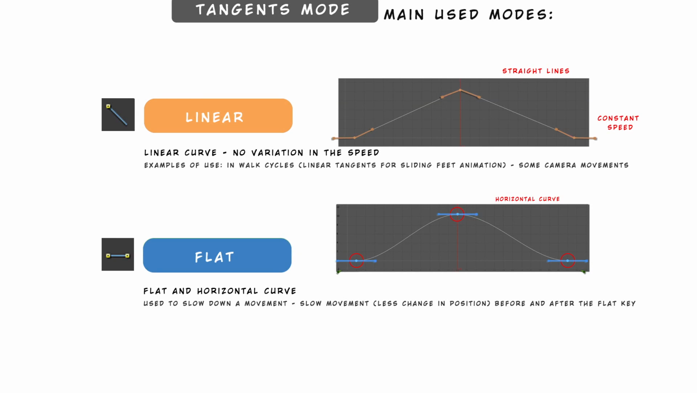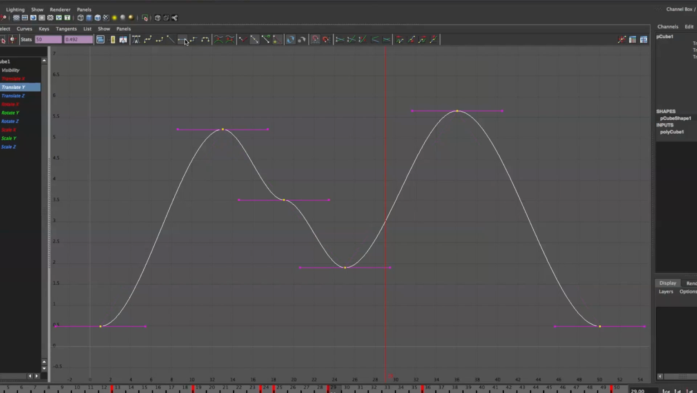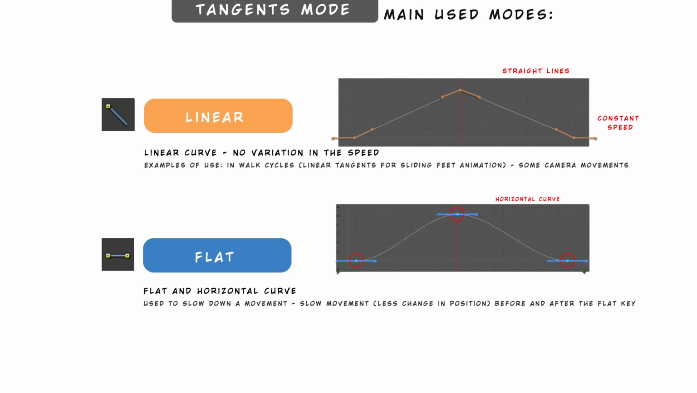Flat tangents make all the tangents flat and horizontal. This is used to slow down the movements. With the flat tangents, the movement will be slower before and after the flat keys. Very used at the start or the end of a motion to smooth the start and the stop.